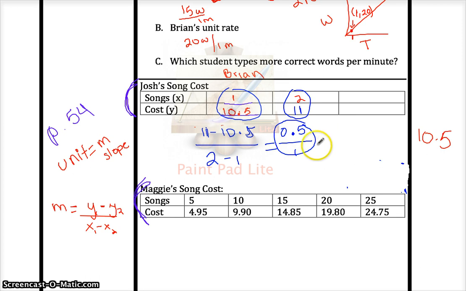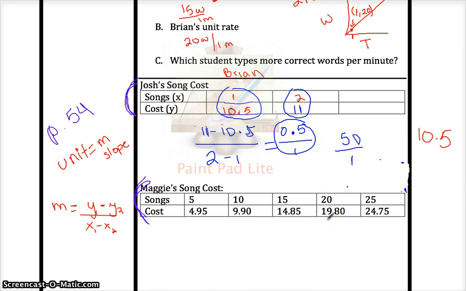Which is perfect. I just needed to find my unit rate. And remember, my unit rate is my slope. That's all I needed. So for Josh, he pays 50 cents a song. That's basically what this is saying. 50 cents for one song. Okay, and then it's asking us to do the same thing for Maggie.